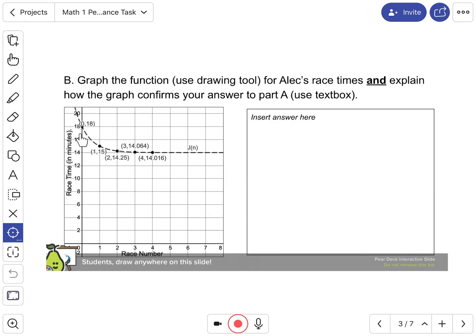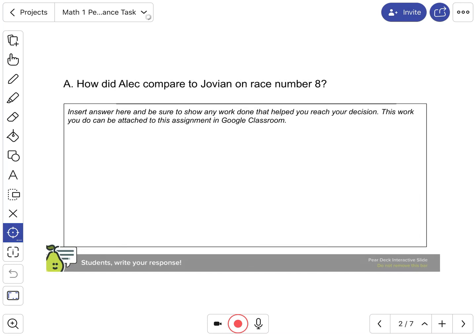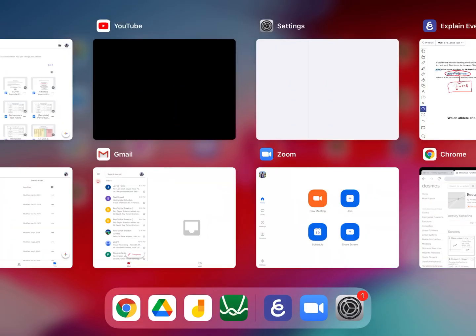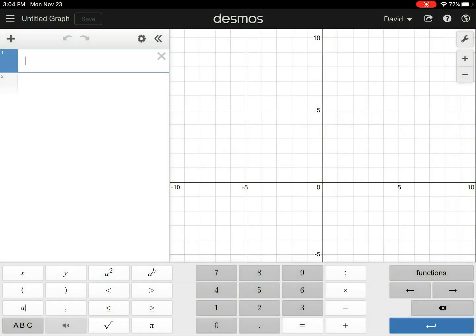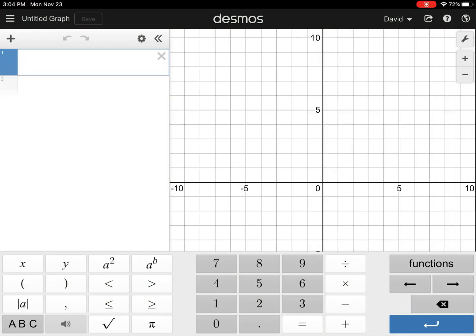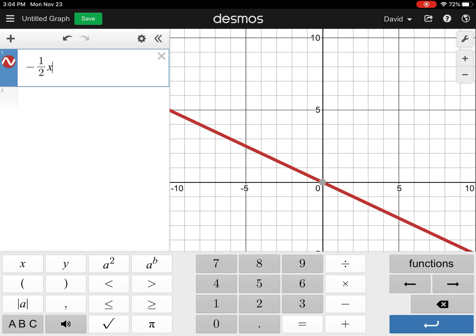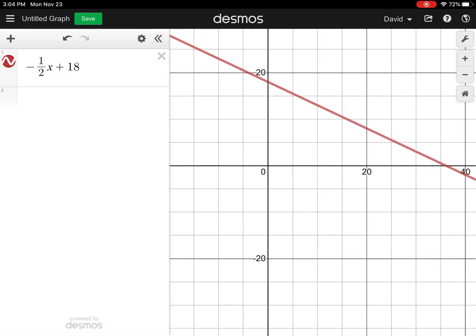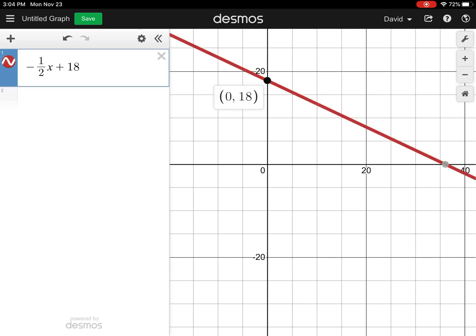Maybe after you graph the other one, this one you could graph. This would be a line. If you use Desmos, you could graph that on Desmos. So it'd be negative 1/2 n plus 18. But in Desmos, you're going to want to use x instead. So negative 1 divided by 2, and then you're going to have to move to the right, x plus 18, is going to give you this graph. And so you could basically use Desmos.